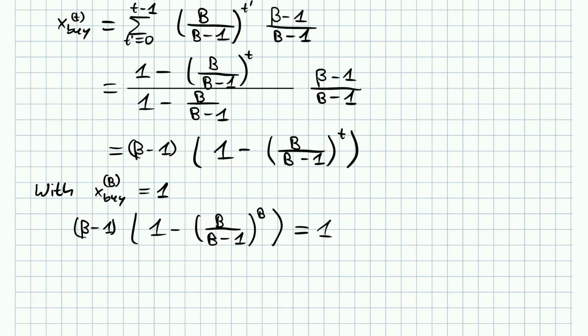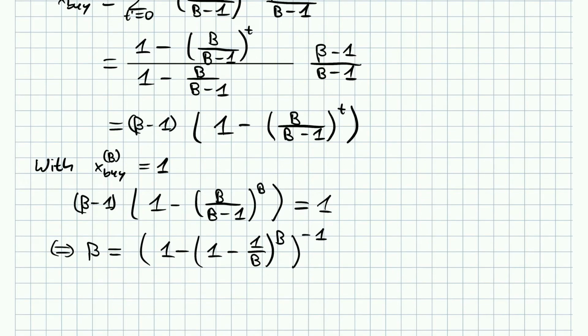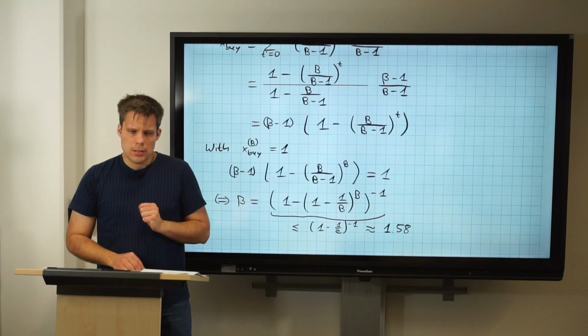So, what can we do? We can set beta to be equal to 1 minus 1 over b to the power of b to the power of negative 1. And this here is something that is at most 1 minus 1 over e to the power of negative 1, which is approximately 1.58. Good.